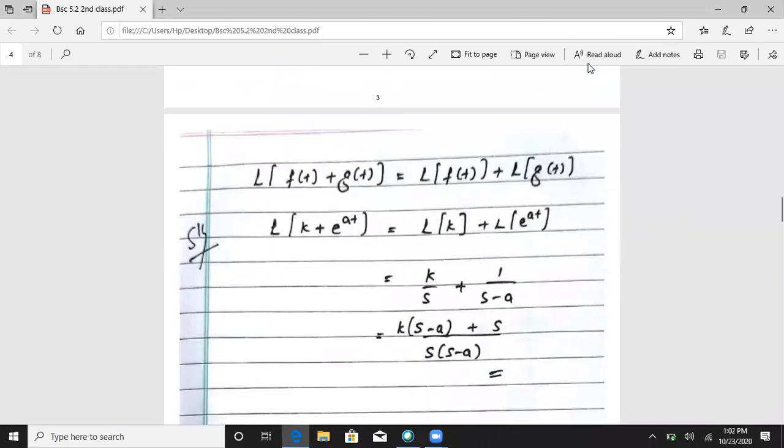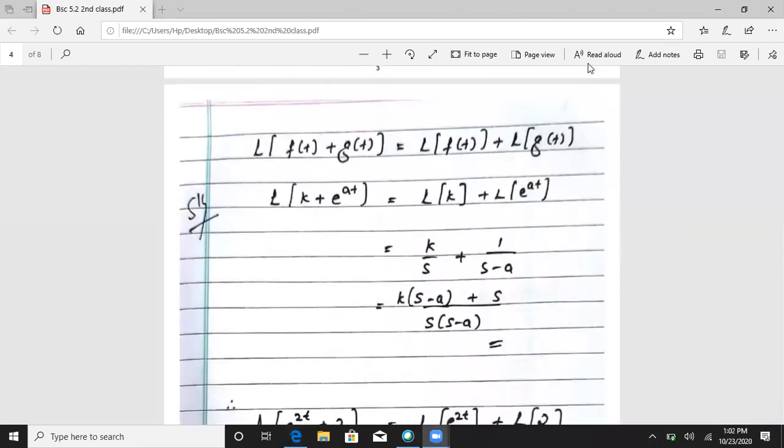The next property is the Laplace transformation of two functions. The Laplace transformation of the first function plus the second function is always equal to the Laplace transformation of the first function plus the Laplace transformation of the second function. We solve similar and related examples here. Let's see.